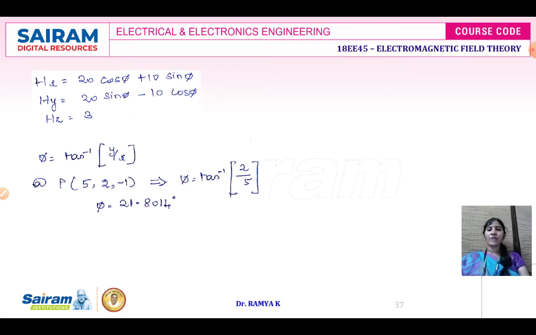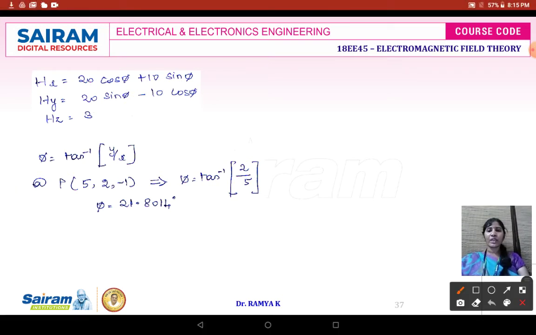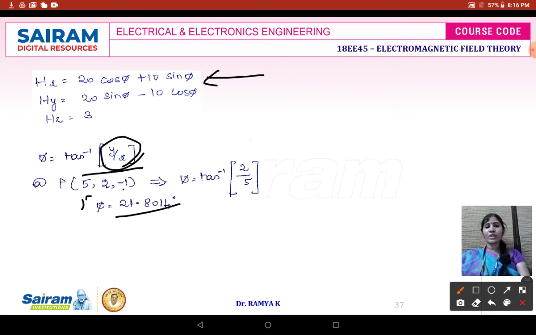From this, you have to identify the value of phi. Phi is equal to tan inverse of y by x. The point given in the problem is 5, 2, minus 1. This is your x-axis, y-axis and z-axis. Substituting the values of y and x, we get the value of phi as 21.84. Substitute phi as 21.84 in these two equations to identify hx, hy and hz.